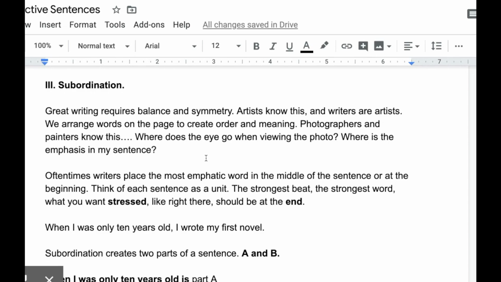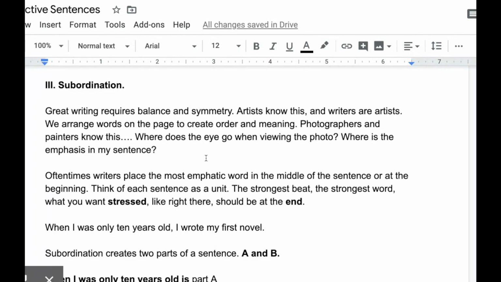Great writing requires balance and symmetry. Artists know this, and writers are artists. We arrange words on the page to create order and meaning. Photographers and painters know this. Where does the eye go when viewing the photo, right? The vanishing line and all those things. Where is the emphasis in my sentence, right? So just like the eye in a photo, where do you want my eye to go to, right?